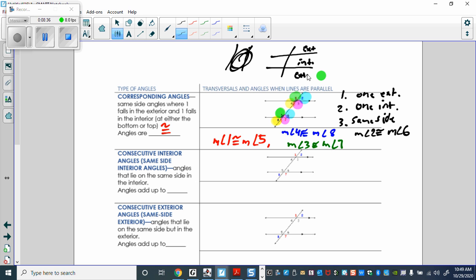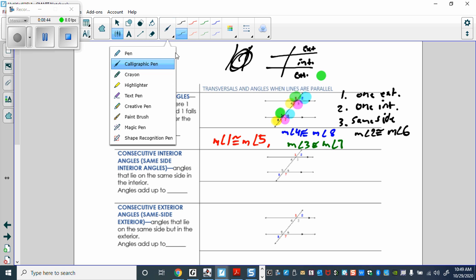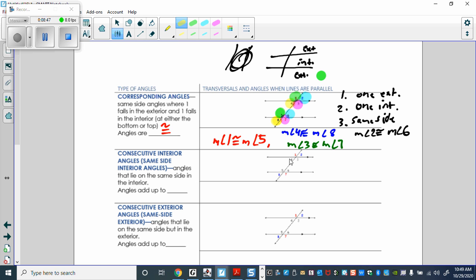This is the interior, this is the exterior, and this is the exterior of the parallel lines. All right, so consecutive interior means they're on the same side, right? So we have a couple of sets of those. We have this one, 4 and 5, and then we have 3 and 6. And what we can say about consecutive interior angles is that they are supplementary. These are supplementary angles, so they add up to 180 degrees.